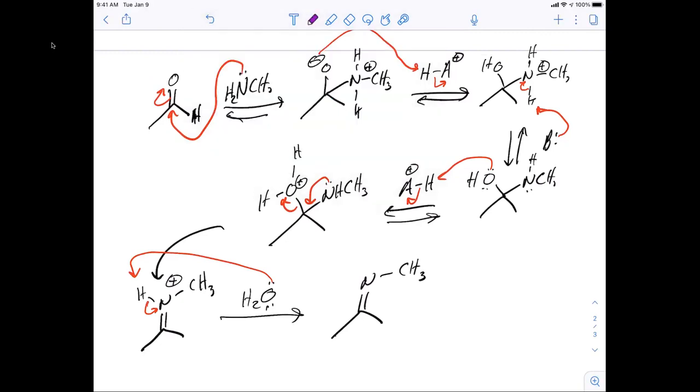So if we look at this, this is a nucleophilic attack. Proton transfer. Proton transfer. Proton transfer. Loss of leaving group. Right, and then proton transfer.